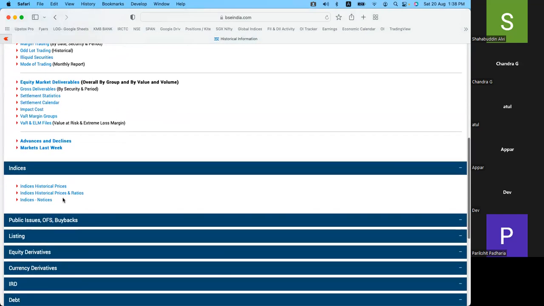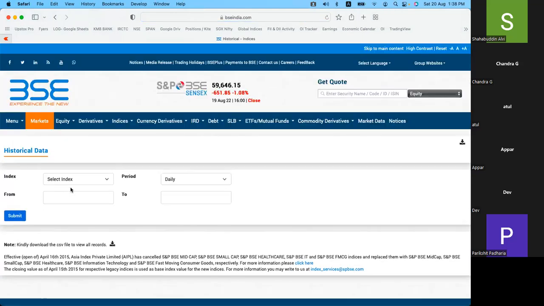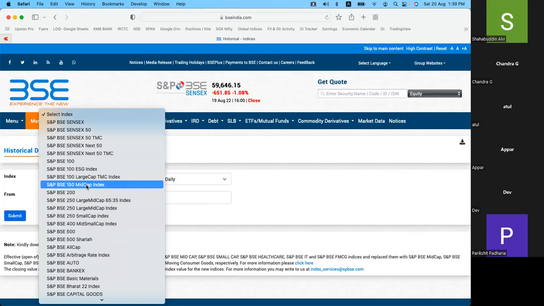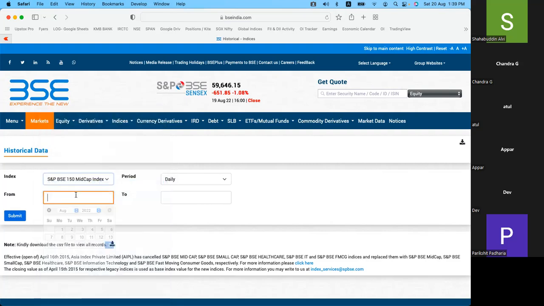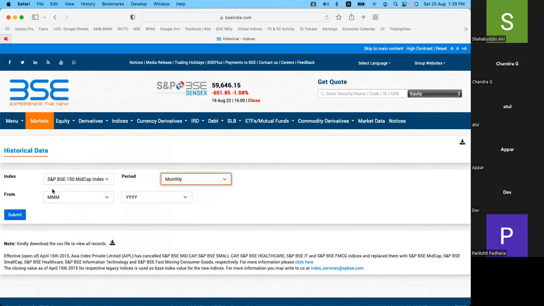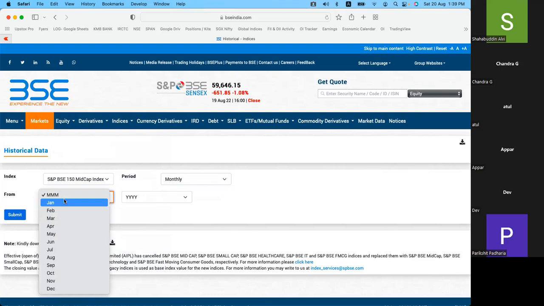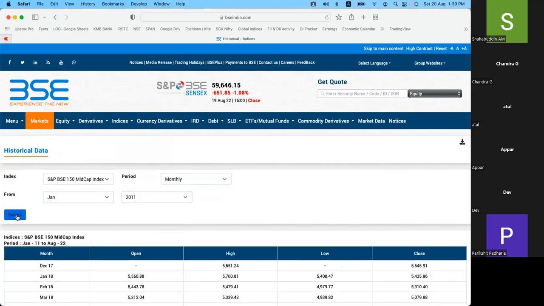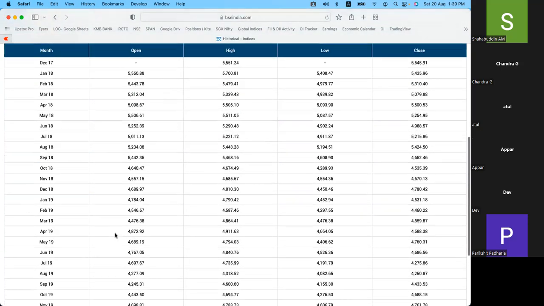Analysis. Indices, historical prices. Yeah. Select index. BSE MidCap 150. Yeah. Monthly. 2012, right? So Jan 2011. Download that.